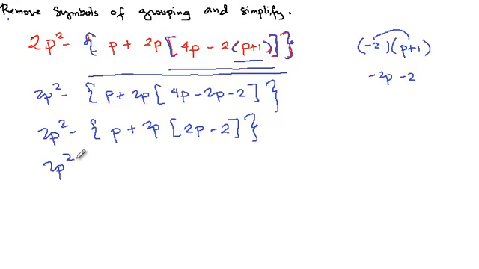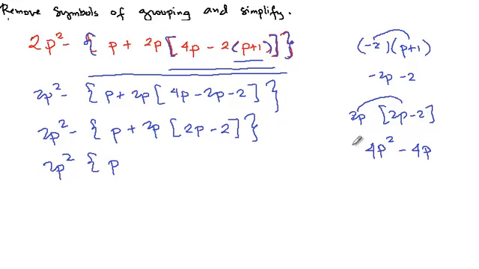Next we will remove this square bracket. How do we remove that? Simply distribute this positive 2p times 2p minus 2. What is that? Well, 2p times 2p, that's 4. When you multiply terms, you multiply the constants. Then p times p, that's p squared, right? Then 2p times negative 2, that's negative 4p. Am I right? More or less.